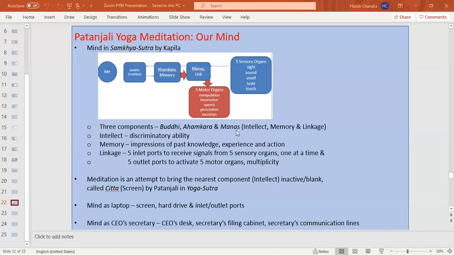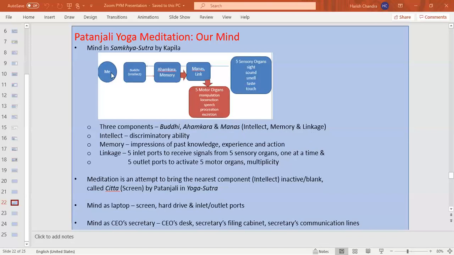There's a lot of confusion because the word manas is like man, which is mind in Sanskrit and Hindi. So, on one hand, the mind means the aggregate of this, and in Indian languages, mind also means this particular component, depending on the context. But in this presentation, there is no confusion. When I use the word mind, it is for the whole aggregate, the total thing. And these three units individually will be referred to as intellect, memory, and linkage.